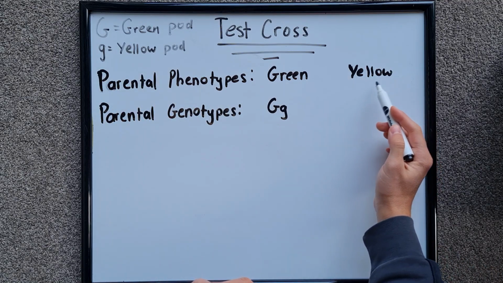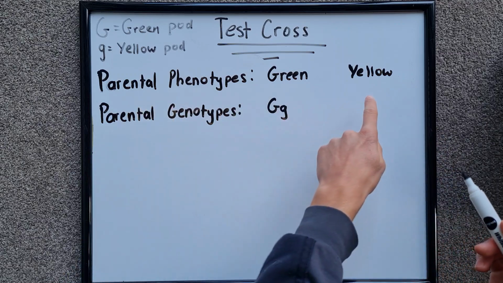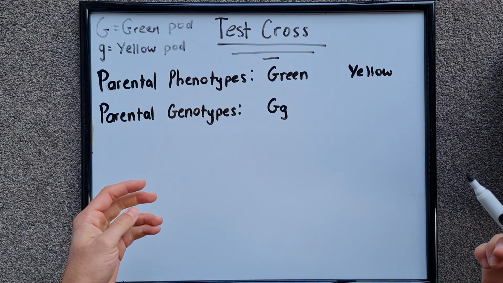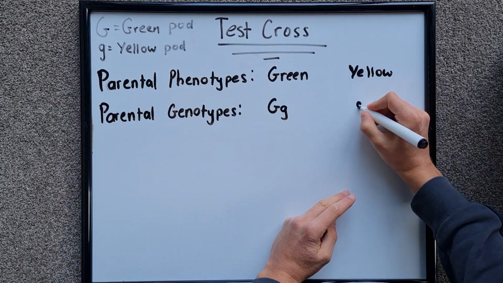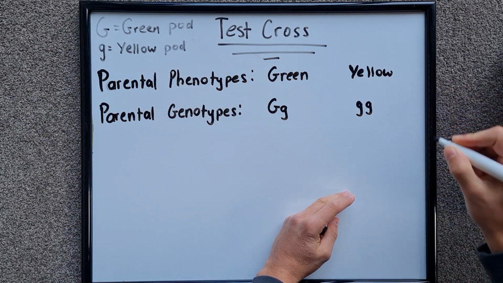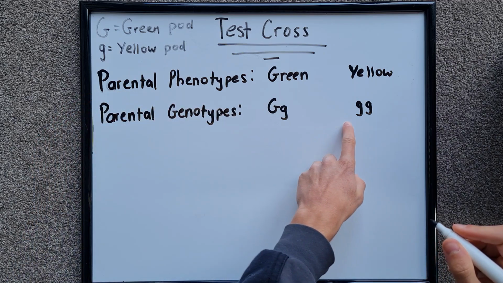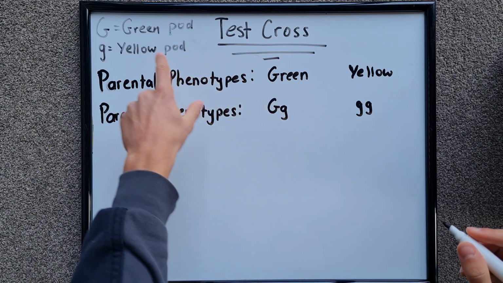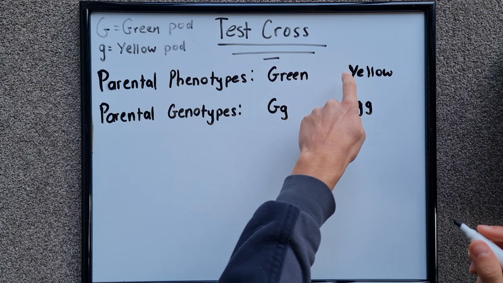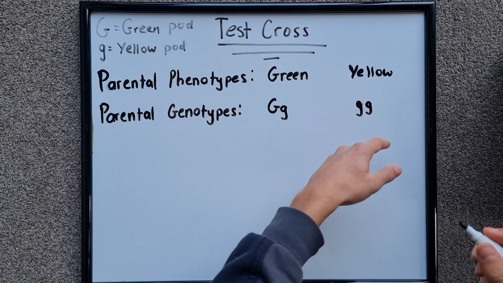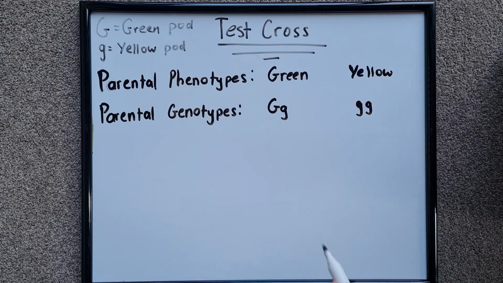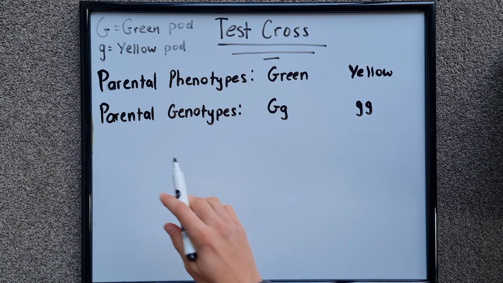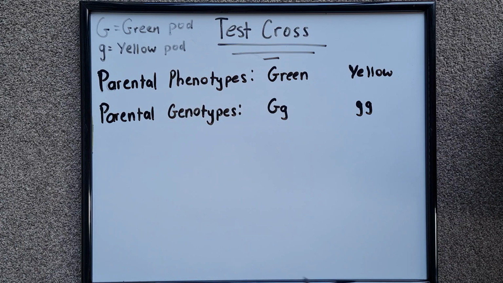Now in the yellow pod, the only possible genotype is going to be lowercase gg. Because if there was a capital G, if there was that dominant allele, the recessive allele, which is yellow, would be masked. But because the recessive trait is being displayed, it means it must be homozygous recessive. So now we have the phenotypes and the genotypes.